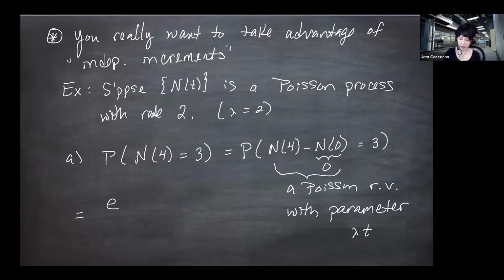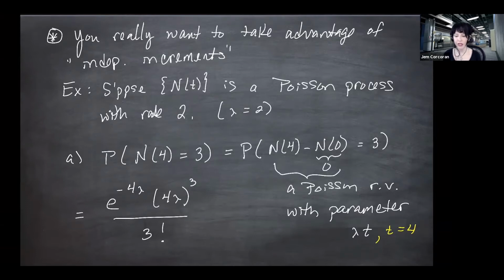And we get e to the minus lambda t to the third. Oops, sorry, my t is fixed here, it's 4. I forgot that I had an actual t. So t equals 4. Back up and try that again. So this is going to be e to the minus 4 lambda, 4 lambda to the third over 3 factorial. We didn't use independent increments there, but we will in part B.